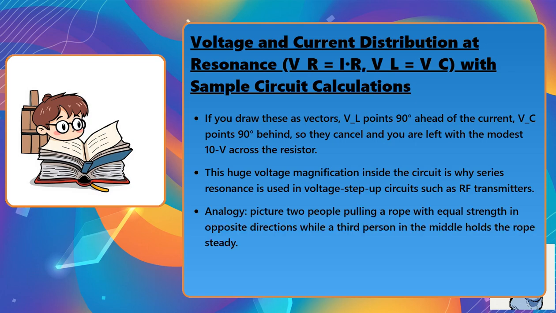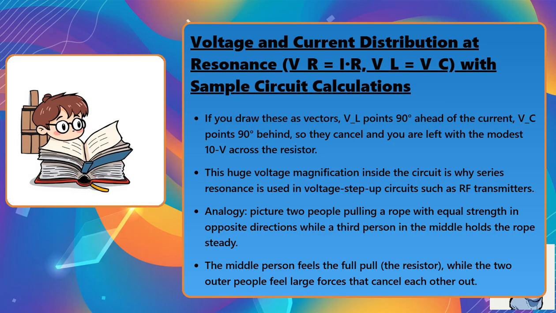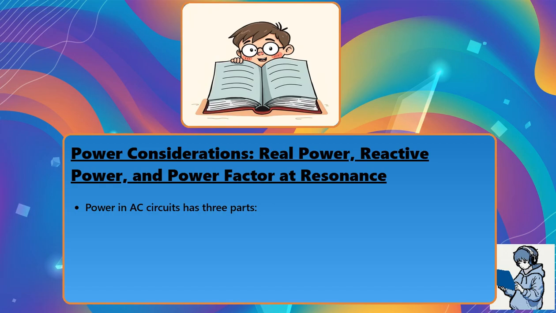Analogy: picture two people pulling a rope with equal strength in opposite directions, while a third person in the middle holds the rope steady. The middle person feels the full pull, the resistor, while the two outer people feel large forces that cancel each other out. Power in AC circuits has three parts.